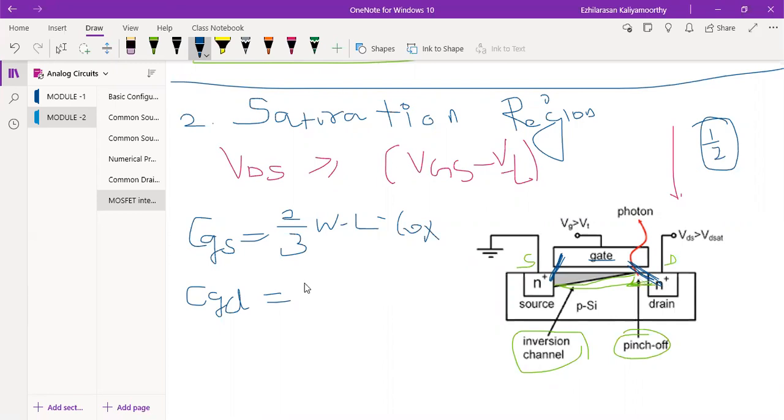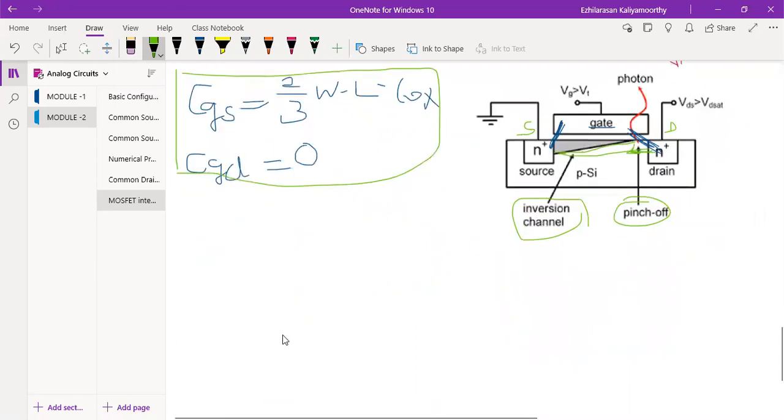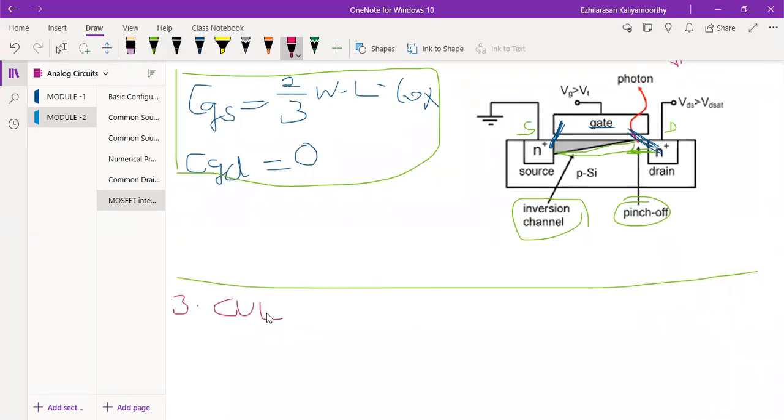So if the channel is absent, what will happen? That will be 0. So this is what they can say the capacitance in saturation region. So now what will happen? This is for second. Next, what we'll do? Let us go for third. What is third region? The third region is cutoff region.